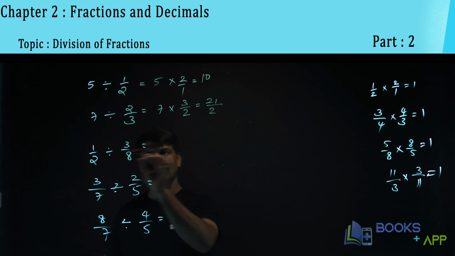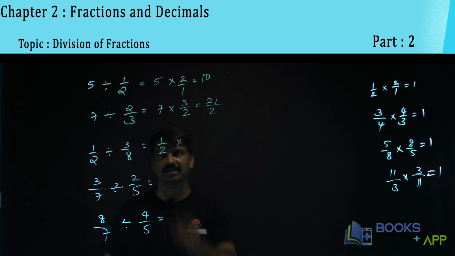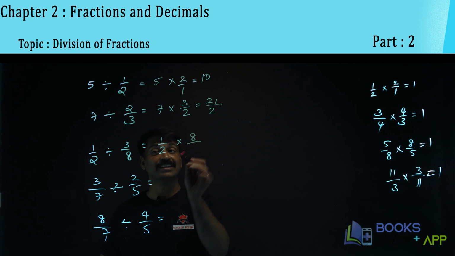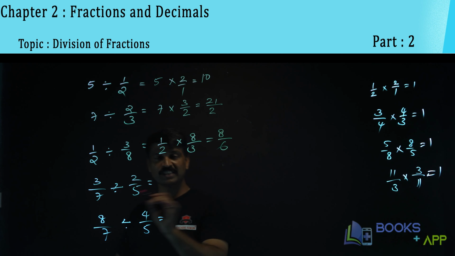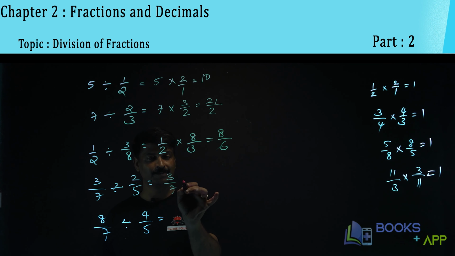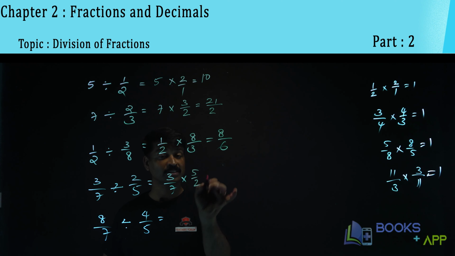Now what is the answer to 1 by 2 divided by 3 by 8? The same procedure. 1 by 2 you write as it is. Instead of division, it becomes multiplication. 3 by 8 you take the reciprocal, that is 8 by 3. So what is the answer? 8 into 1, 8 divided by 3 into 2, 6. Now what is this answer? Yes, 3 by 7. Division becomes multiplication. 2 by 5 becomes 5 by 2. Take the reciprocal. Now what is the answer? 3 into 5, 15. 7 into 2, 14.